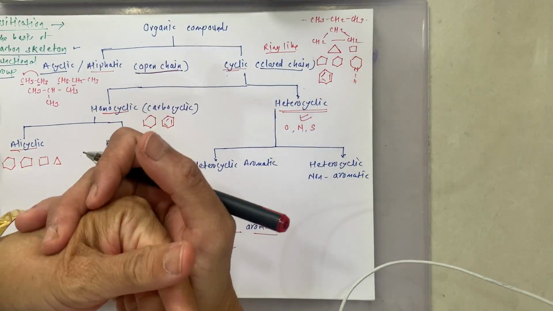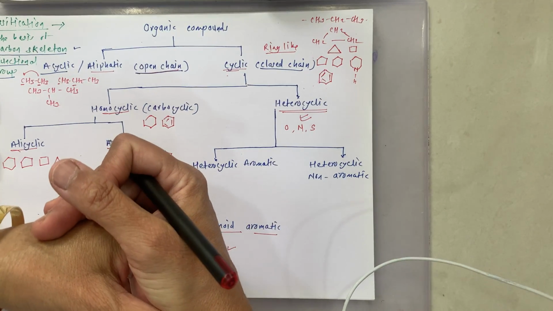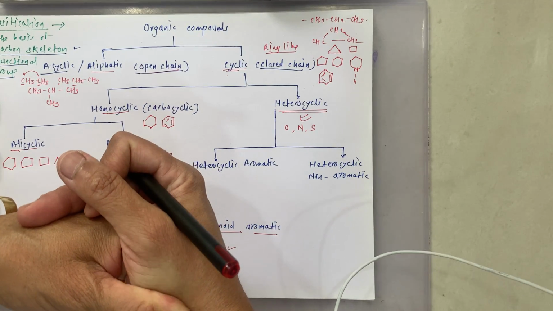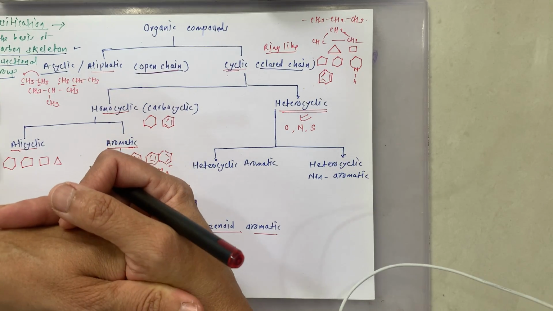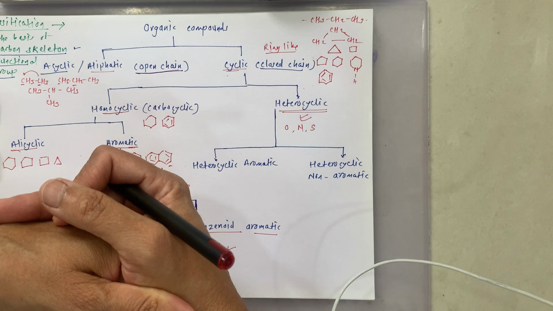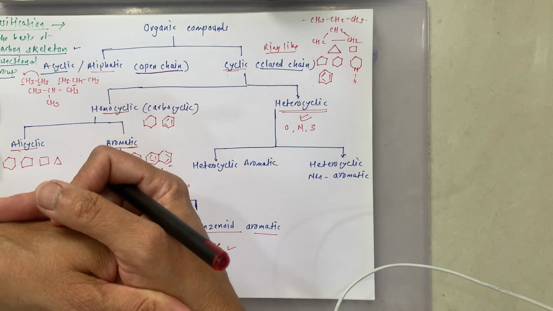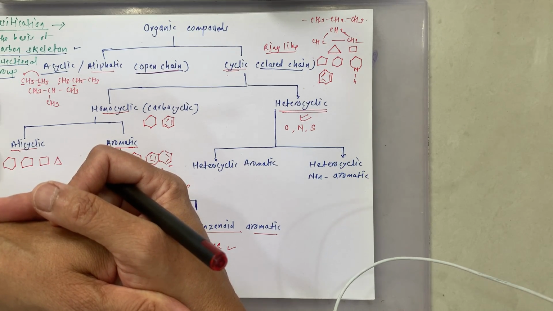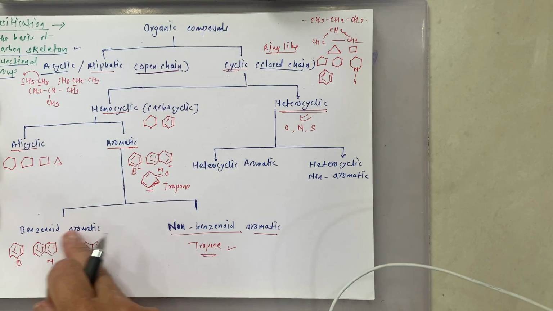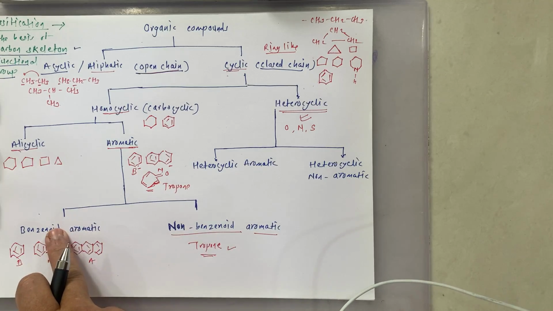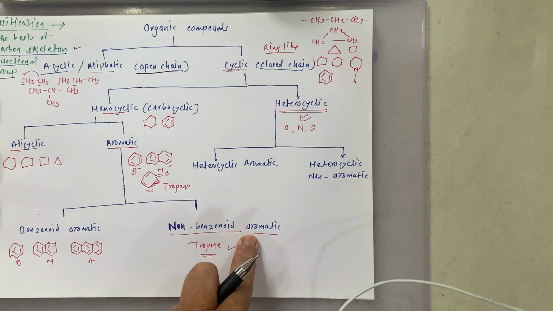aromatic compounds' special stability, and the aromatic compounds containing a benzene ring are known as benzenoid aromatics, while those not containing a benzene ring are called non-benzenoid aromatics. Just we explain this thing: benzenoid aromatics and non-benzenoid aromatics.